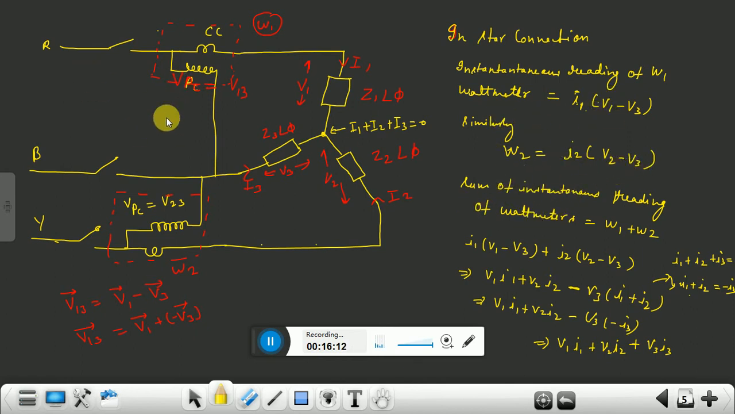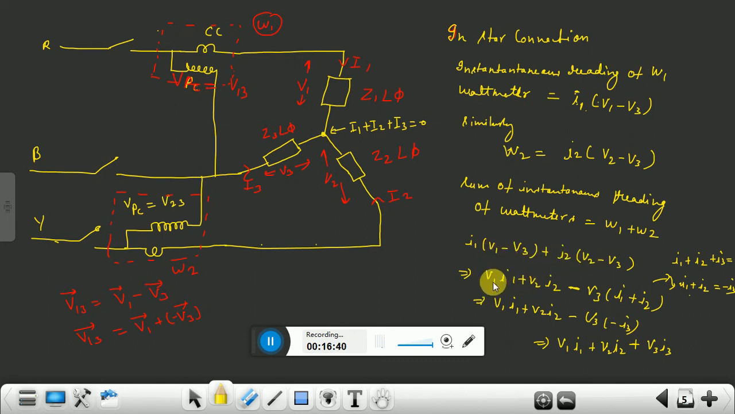Suppose we take the sum of the two wattmeter readings, W1 plus W2. It indicates the instantaneous power of this three-phase circuit. So W1 plus W2: the first wattmeter reading is I1 (V1 minus V3) plus I2 (V2 minus V3). Multiply this out.